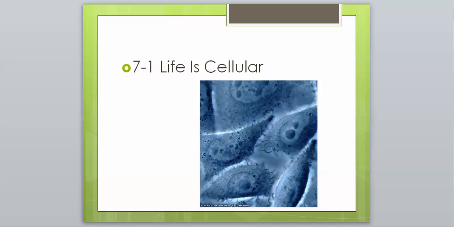We are getting ready to start a new chapter, and we're actually not going in order from the book. We're on chapter 7, and we are going to study cells in this chapter. The title of this section was Life is Cellular. We talked about cells being the smallest functional unit of life in our last chapter, so we're going to get a little more in depth with them now.